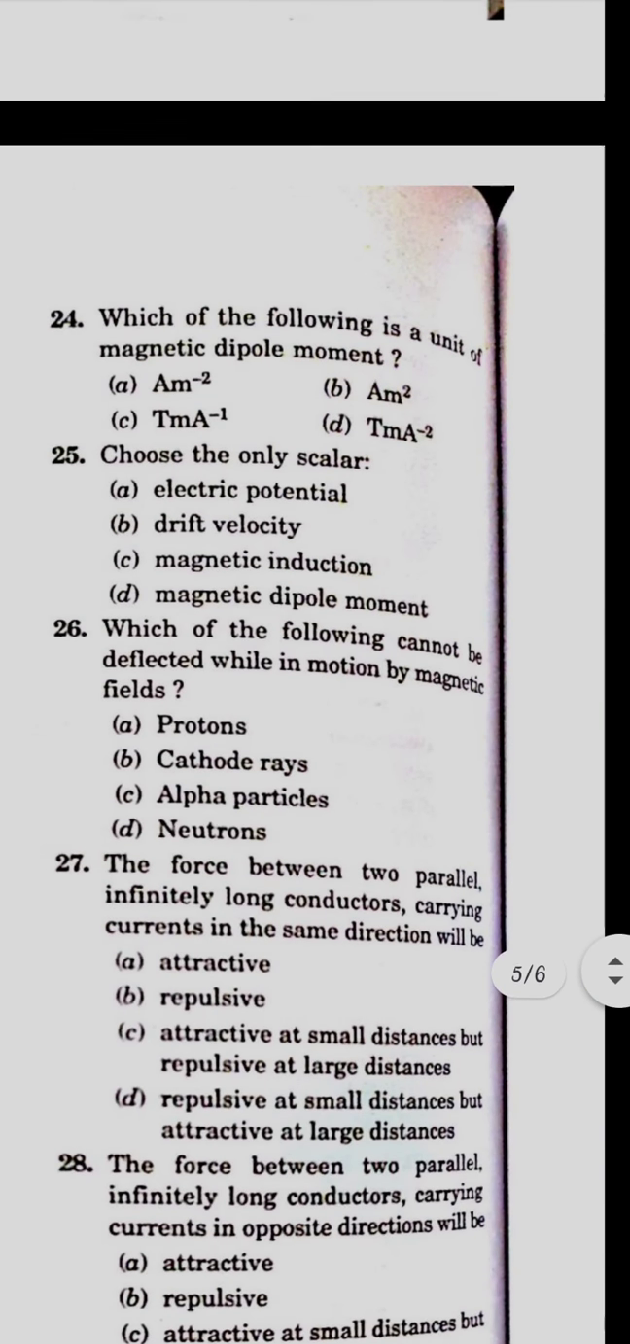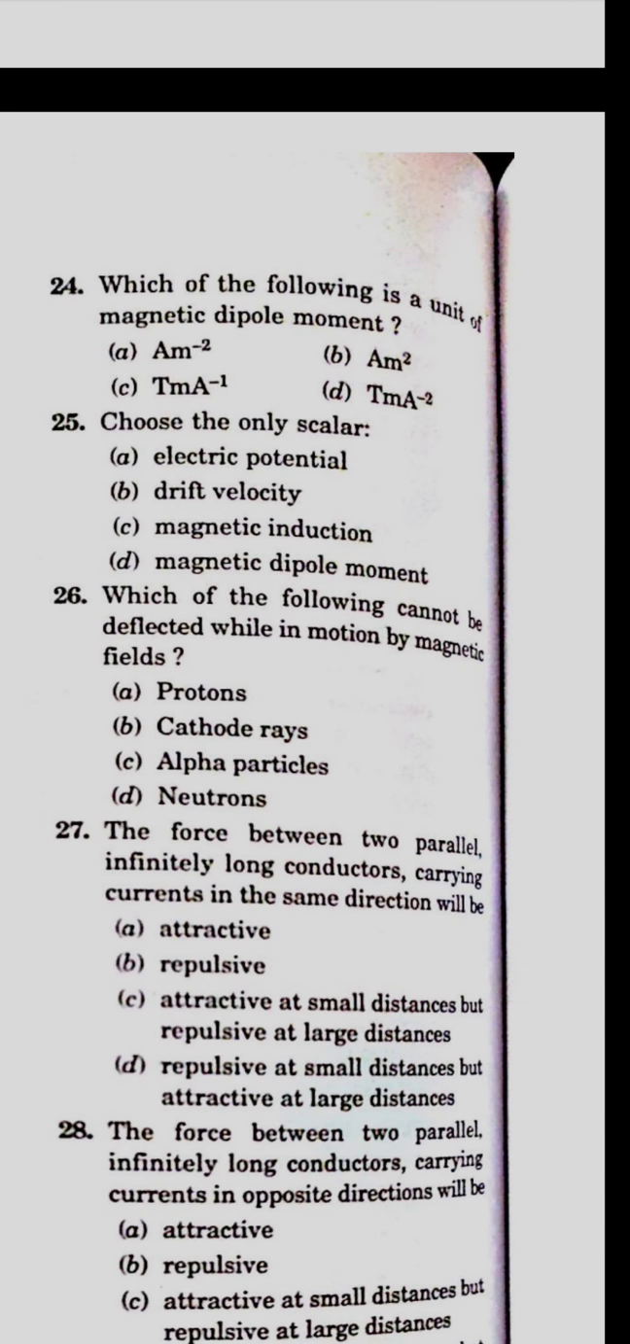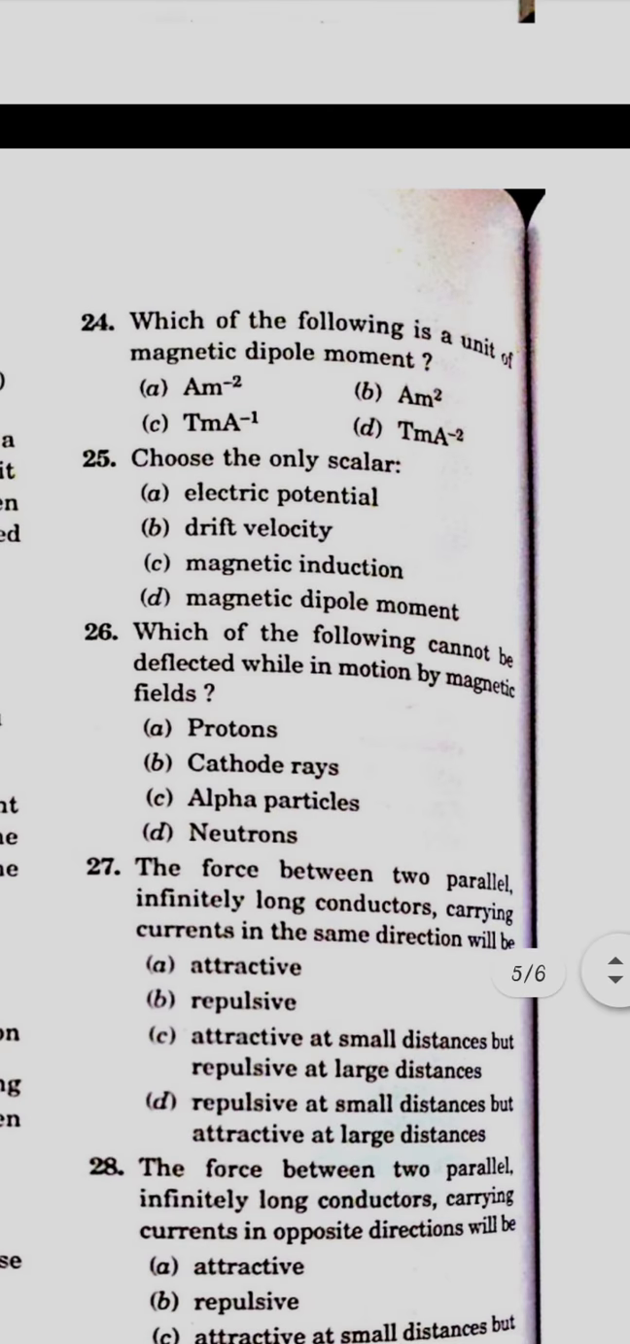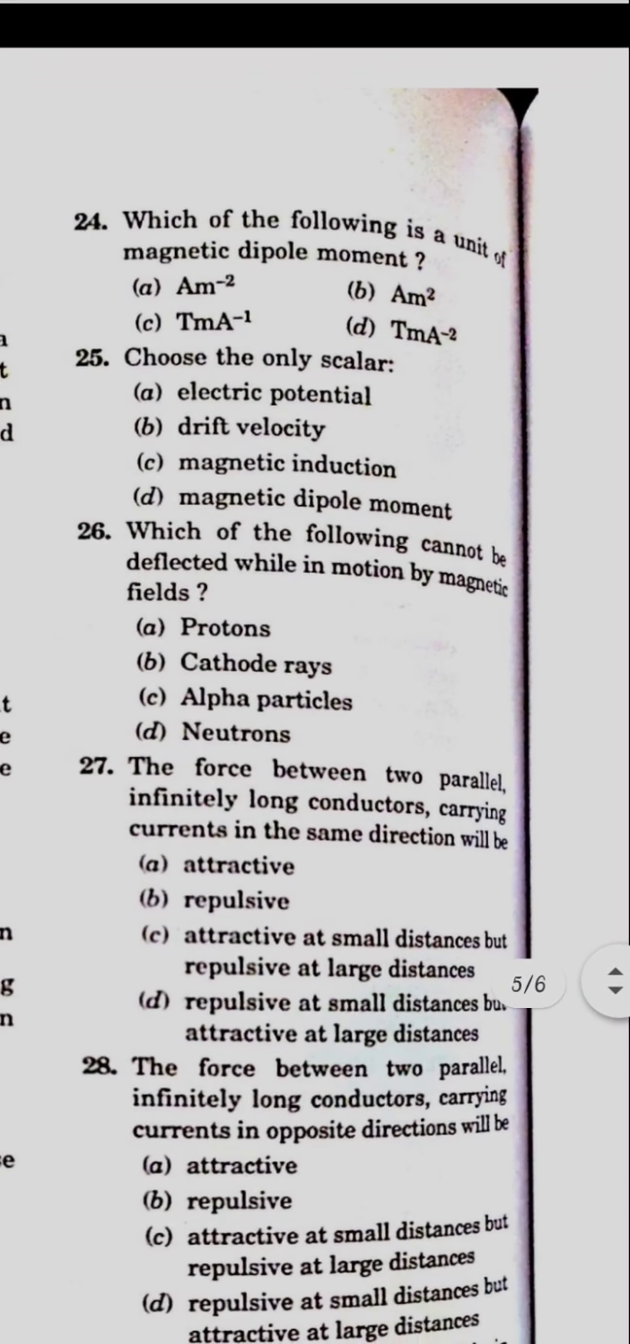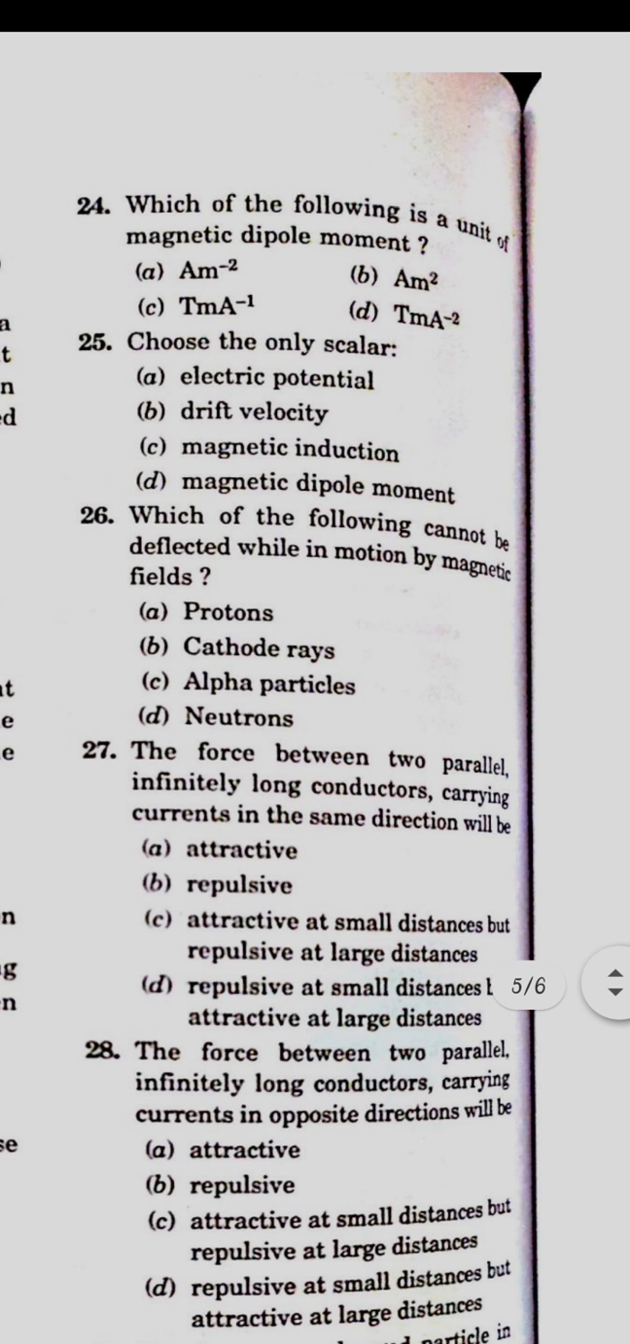Next, which of the following is the unit of the magnetic dipole moment? M is taken as NIA, right? N is the number of turns, and I and A are the current and the area. So area will be meter square and current will be ampere. So which option will it be? That is B, A meter square.